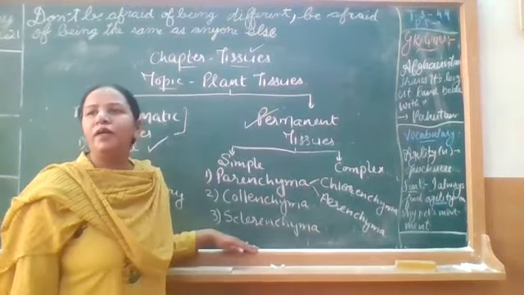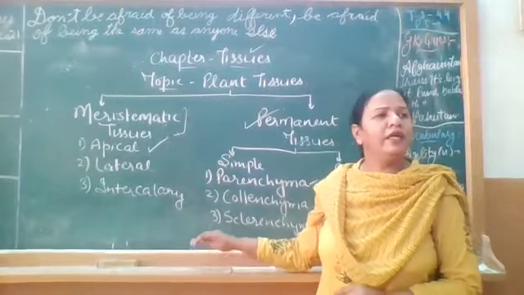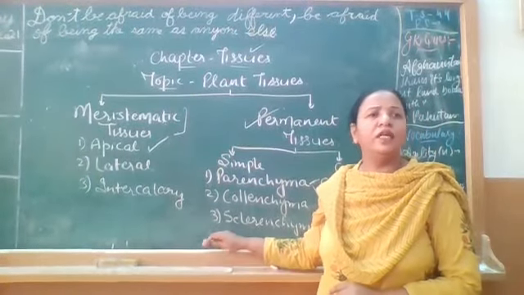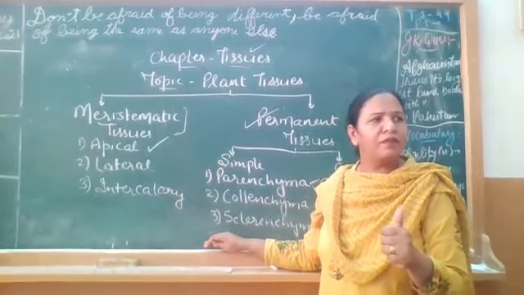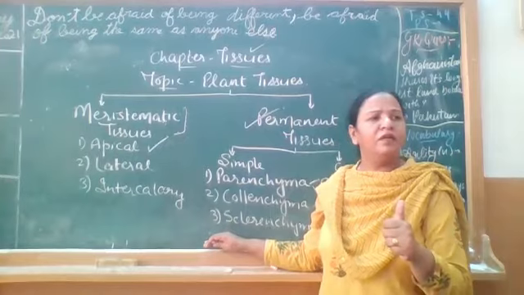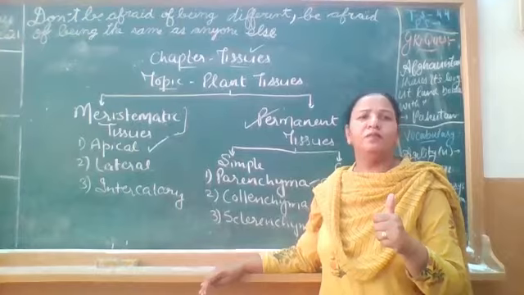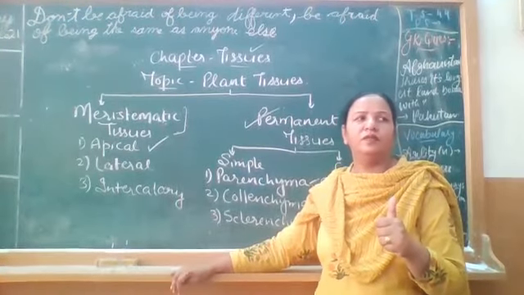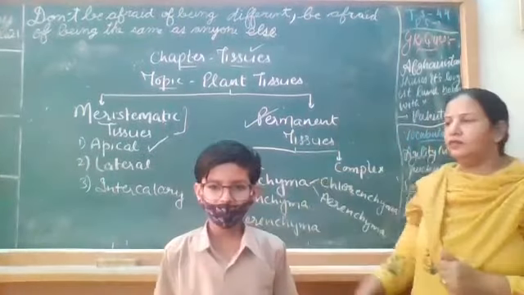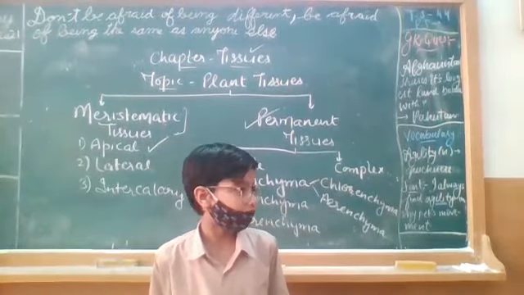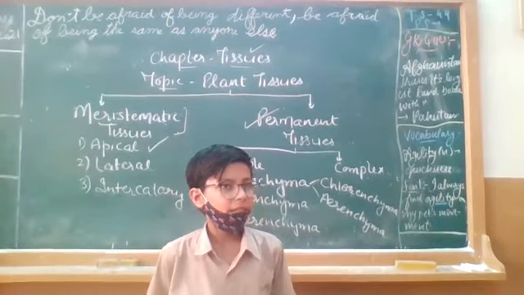So third type of simple permanent tissue is sclerenchyma. Cells of these tissues are dead, long and narrow due to thickening. Thickening is due to lignin. And where are they present? Where is it present? One by one. Yes, Pratham. Sclerenchyma is present at the vascular bundles of stem and also present in the veins of leaves. Veins of leaves. Yes. And stem.